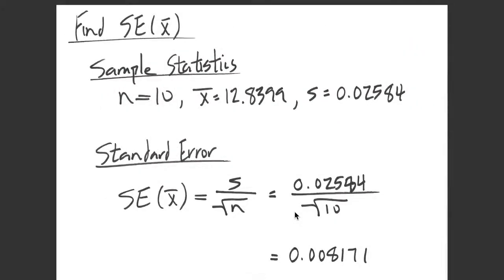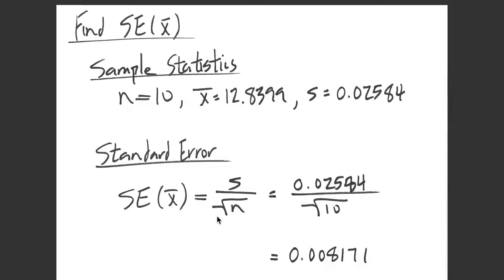So the sample statistics of the data: the sample size is 10. The mean of those 10 values is 12.8399, and the standard deviation is 0.02584. I'm using 4 significant places of accuracy, so I ignore leading zeros after the decimal point here and keep 4 places after the last leading zero.